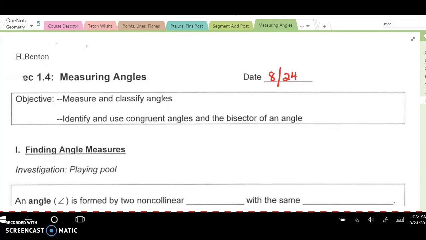Okay, so we are finally ready to start our next shape. We've talked about points and lines and planes, and today we're going to talk about angles.